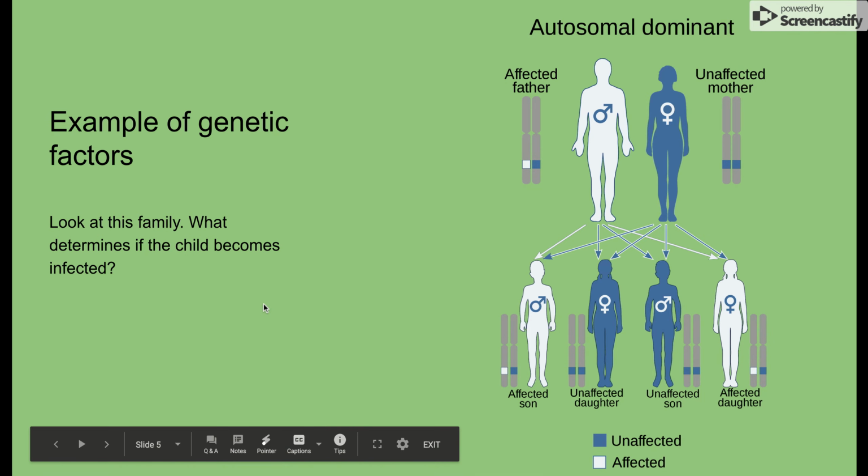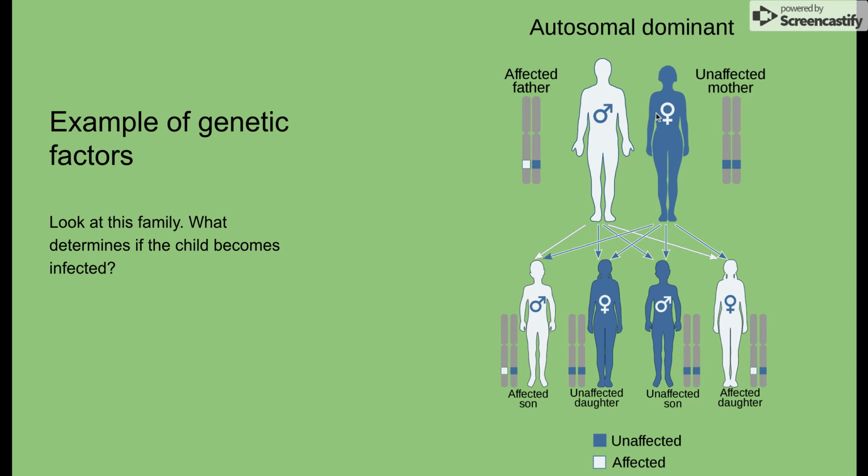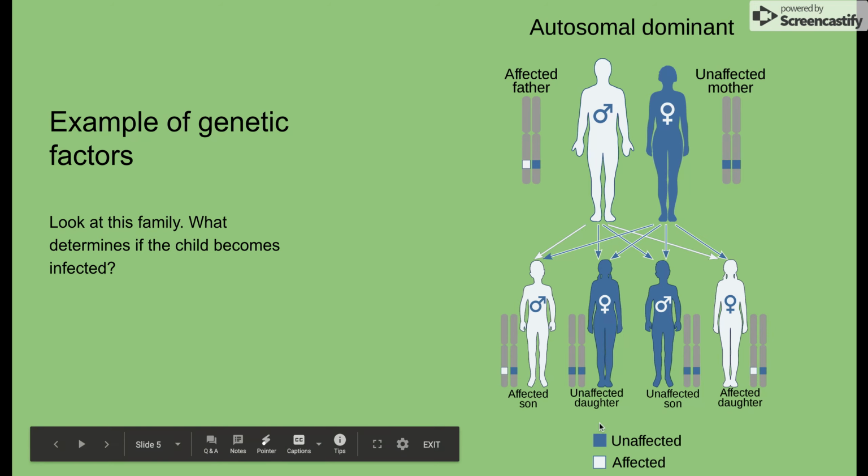So, looking at a couple of examples of genetic factors include things that come from your chromosomes, so from your genes. Here we see an example of a disease that is a genetic disease that is passed down by the father. Looking at this family, what determines if the child is affected? So you'll notice they have 2 affected children and 2 unaffected children. What do you think happened?